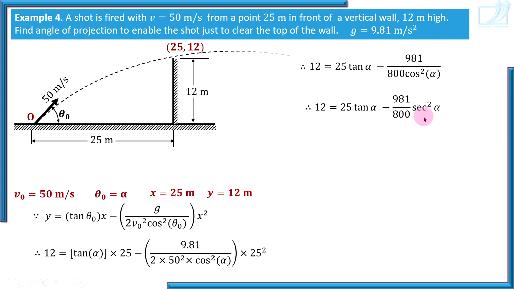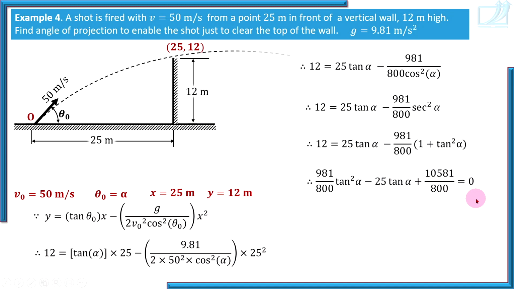Then 1 by cos squared alpha is sec squared alpha. Sec squared alpha is 1 plus tan squared alpha. And now you must have realized, and use these steps when you find the angle using equation of path. Now again simplify, write it in standard quadratic equation format, ax squared plus bx plus c equal to 0. What is a? 981 divided by 800. What is b? Minus 25. And what is c? 10581 divided by 800.